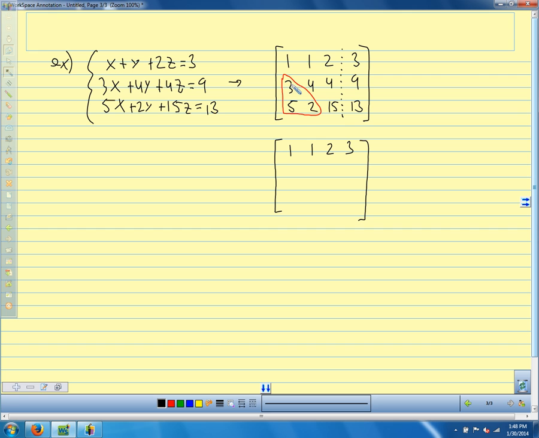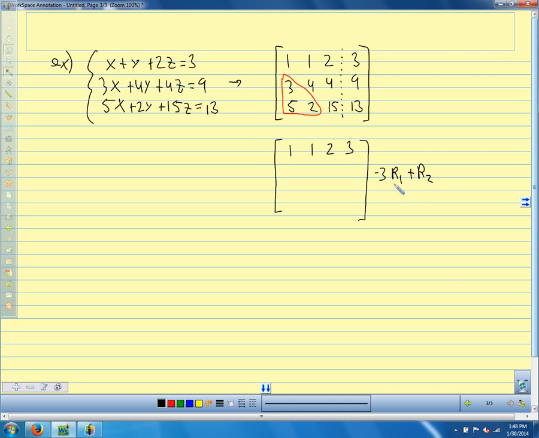Like we did with systems of equations. How would I get rid of this 3 in a system of equations? Multiply the first row by -3 and add it to the second row. So I'm going to write here minus 3 R1 plus R2.